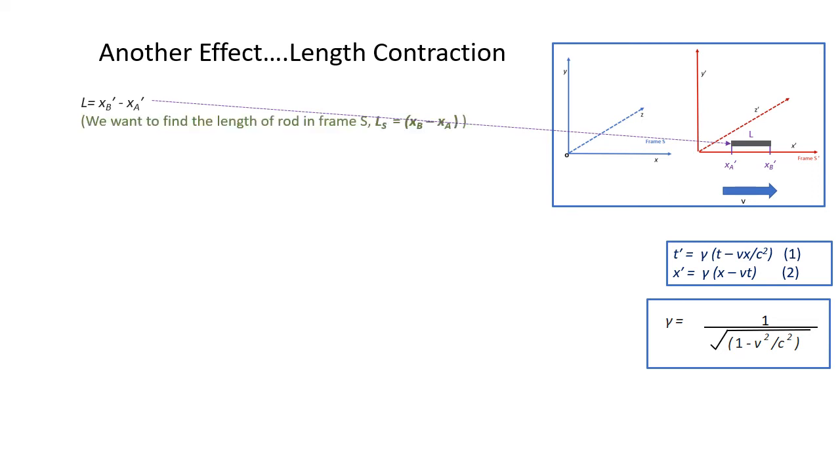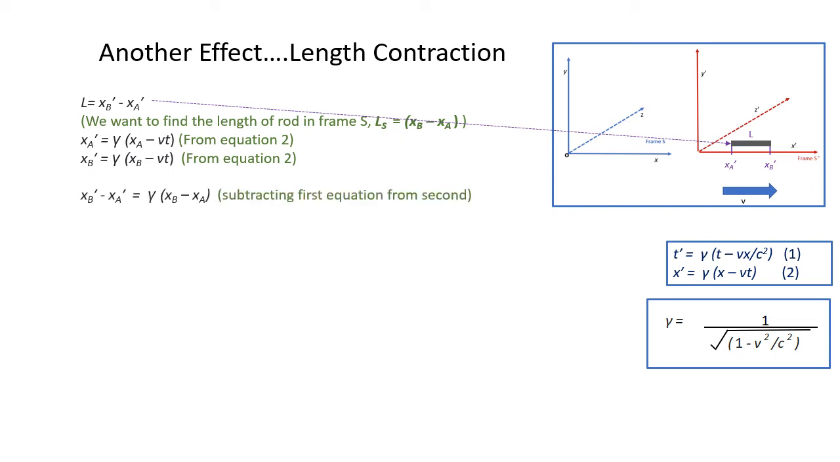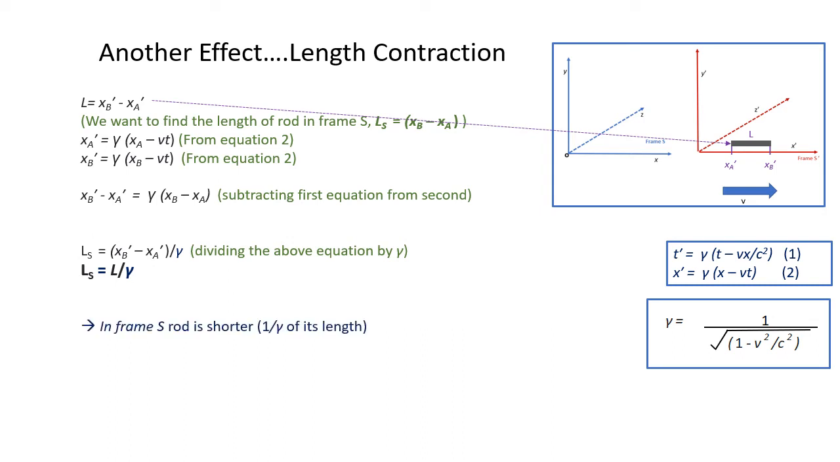From equation 2 we have xa' is equal to gamma into (xa minus vt), and xb' equals gamma into (xb minus vt). So subtracting the first equation from the second, we have xb' minus xa' equal to gamma into (xb minus xa). So Ls is simply L divided by gamma. In frame S, the rod is shorter. It's 1 over gamma times its original length.